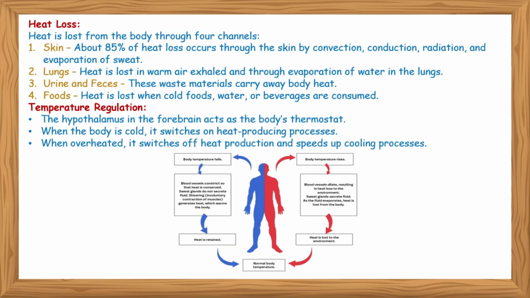Temperature regulation: the hypothalamus in the forebrain acts as the body's thermostat. When the body is cold, it switches on heat producing processes. When it is overheated, it switches off heat production and speeds up the cooling process.